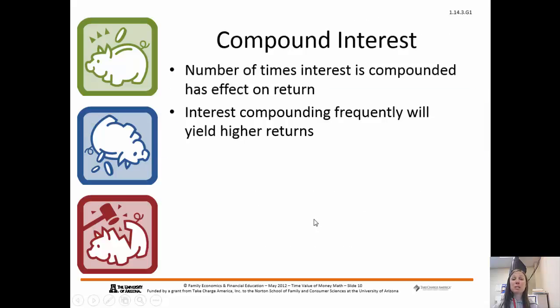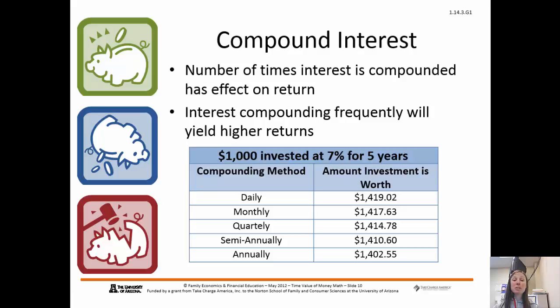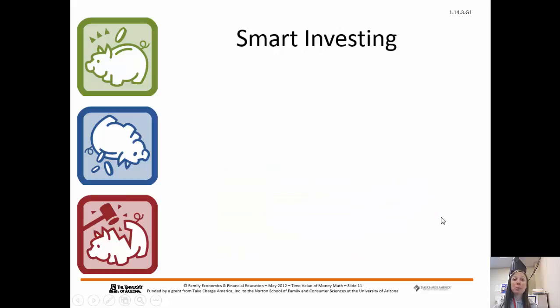Compound interest, the number of times interest is compounded, has an effect on your return. Interest compounding frequently will yield higher returns. Here's an example. If you do it daily, monthly, quarterly, semi-annually, and annually, how much more it can be worth. And in this case, from annually to daily, it's a difference of just under $17. But if you're talking about more money, that number can really add up.